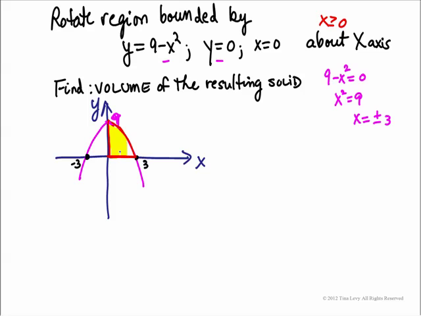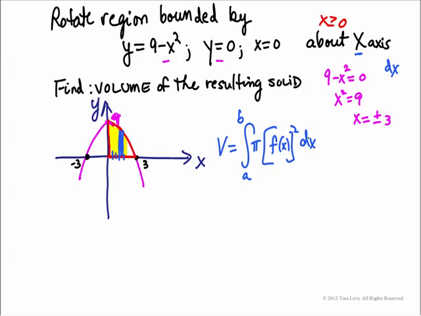Now what I'm going to do is, because I'm rotating this about the x-axis, I know it's going to be dx, and it's going to be a vertical rectangle. So we will put the typical vertical rectangle, because that's what we have when we subdivide dx. And now we know the volume is going to be the integral from a to b of pi f of x squared dx. So the volume for this will be the integral. We subdivided from 0 to 3.